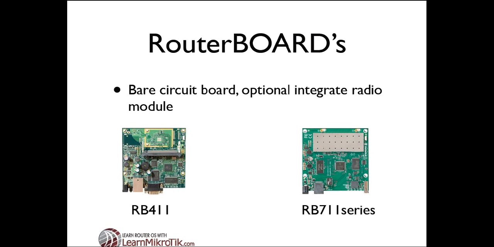The other side of the house is what we call the router boards, which are just basically a bare bones board that can either be put into an indoor case or an outdoor case. And these devices come with either a slot, a mini PCI slot, to which you can add a wireless adapter, or some like the new 711 series have integrated wireless on the board itself.